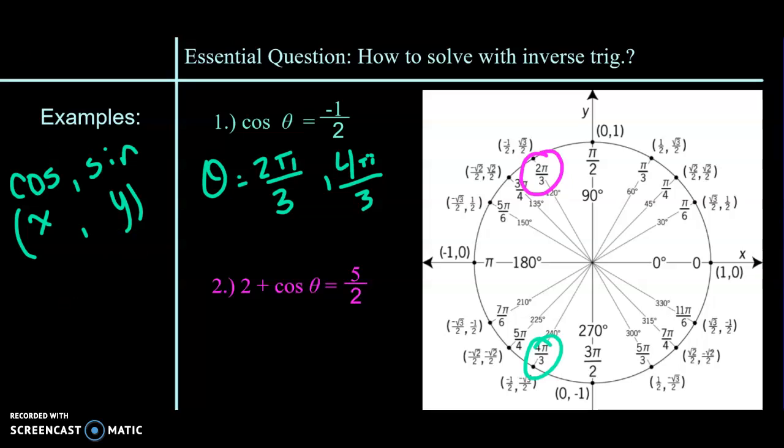Or I could do the following. Do you remember using the set? It's not a coordinate, it's just the set. It's 2 pi over 3 or 4 pi over 3. Okay, let's go to the next one.